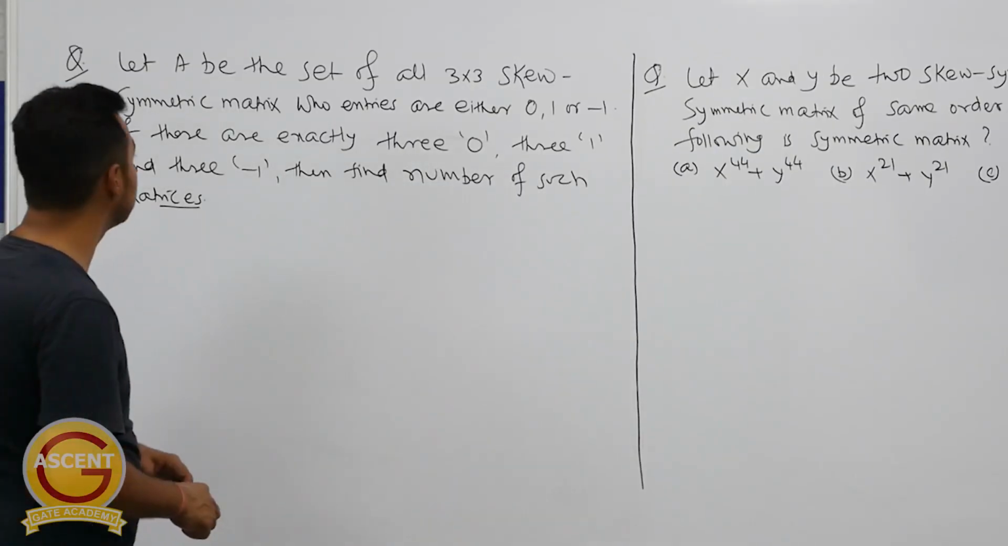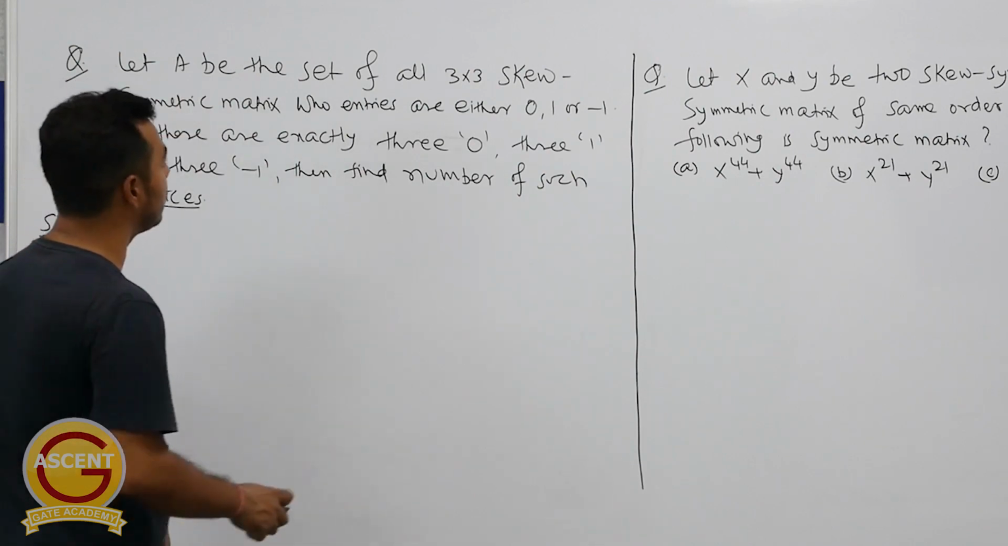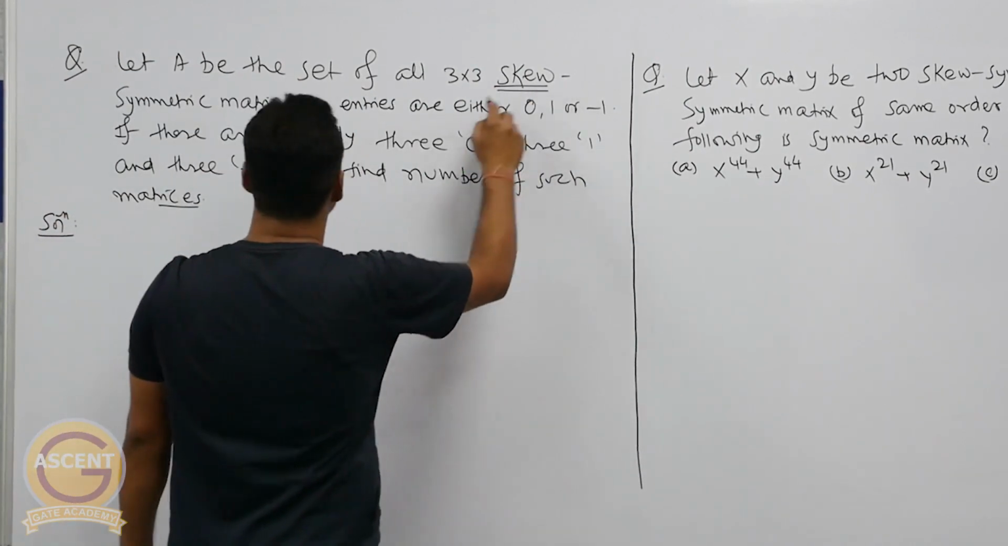Okay, so our next question is, these two are very interesting problems. The first question is, let A be the set of all 3 cross 3 skew symmetric matrices.